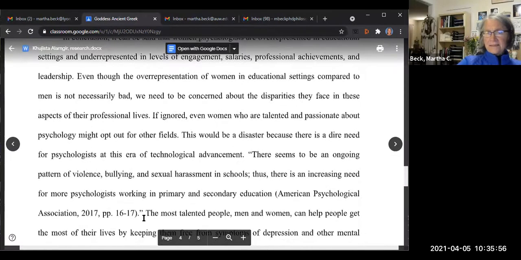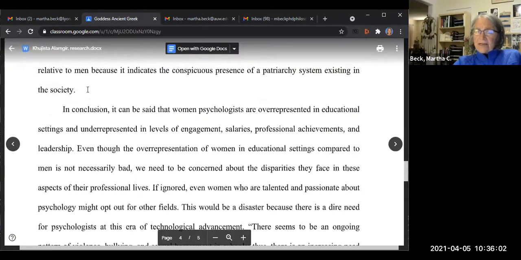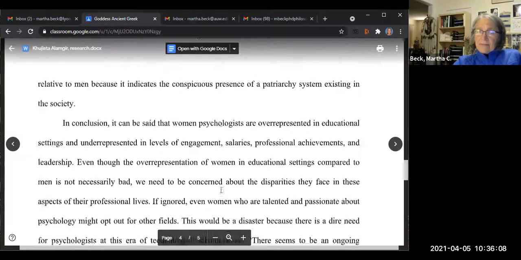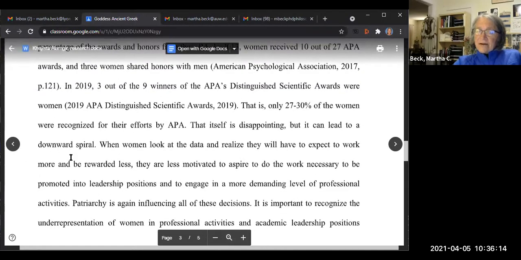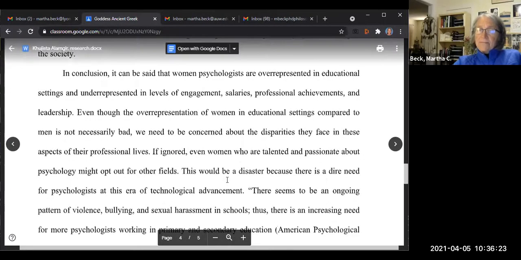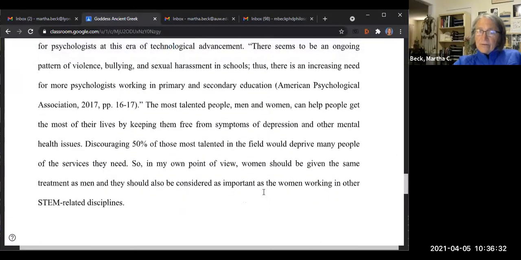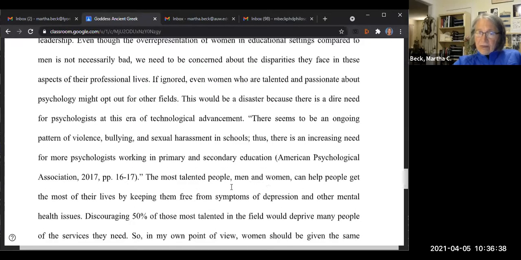I think it would be good right here after this one to say, women... Okay, so you've just said it can lead to a downward spiral. When women look at the data, they're less motivated. Okay, this would be a disaster because you start here. This would be a disaster because there's a need. So this paragraph here would go, this would be a disaster, blah, blah.